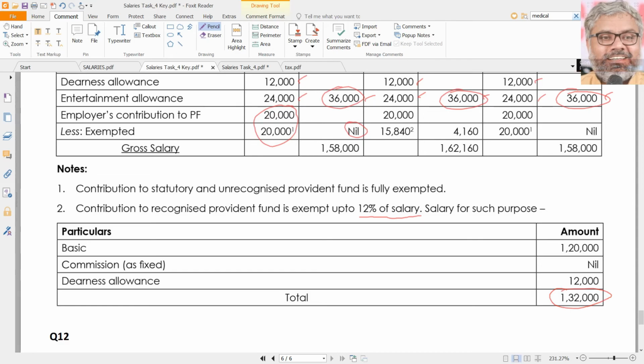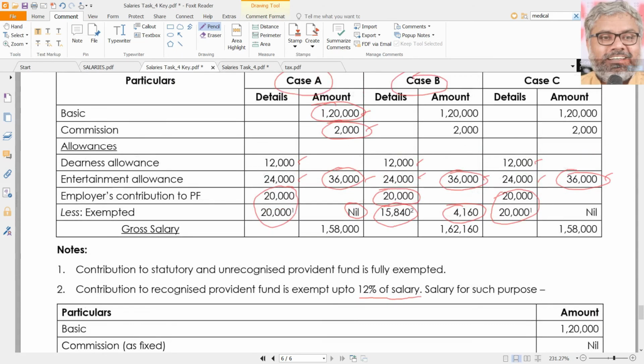12% of 1,32,000. 12% of 1,32,000 is how much? 15,840. To that extent only it is exempt. But how much is the contribution? Actually 20,000. So how much is taxable? The remaining amount is taxable. That is case B.